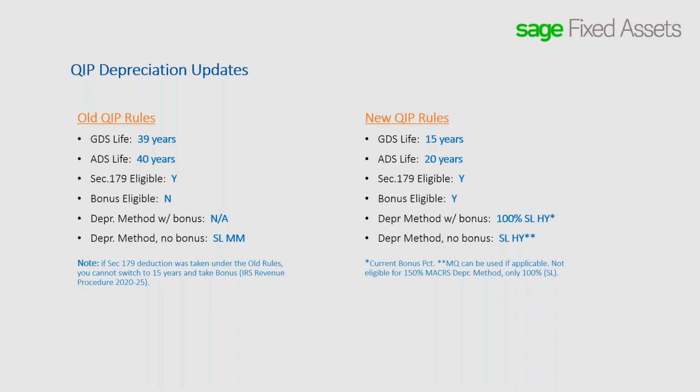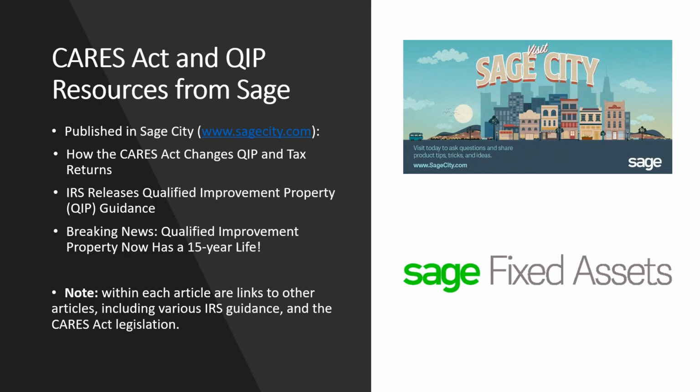Now, there's some additional information available on this. So those of you that are currently going out to Sage City for the current product you have, if you go out to Sage City and search under the fixed assets area, you can actually find these articles that were published by one of my colleagues, one of the design analysts who's also a CPA, who posted these great articles that have some really good details about those CARES Act changes.